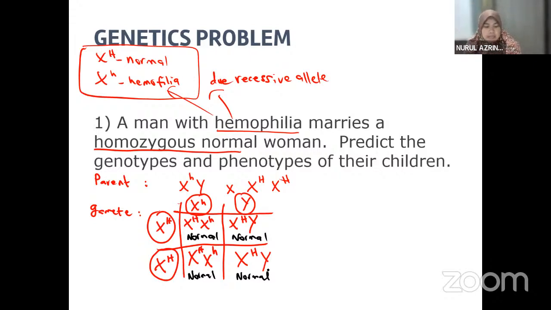Okay, so next dia kata apa? Predict genotype and the phenotype of their children. Okay, dia minta genotype and phenotype sahaja. Dia tak ada minta genotypic ratio and phenotypic ratio. Okay, tapi tak apa. Just madam saja je nak sambungkan sikit. Okay, so keluarkan dia punya genotypic ratio.